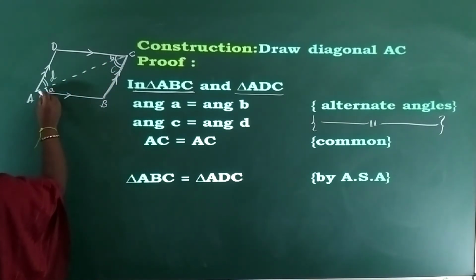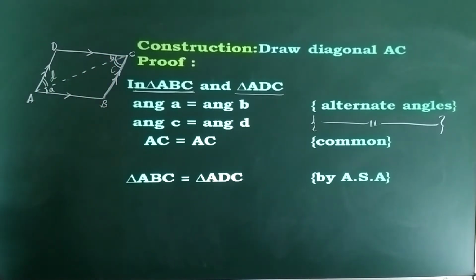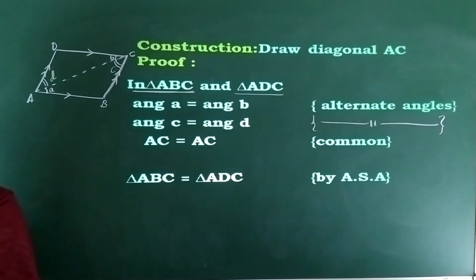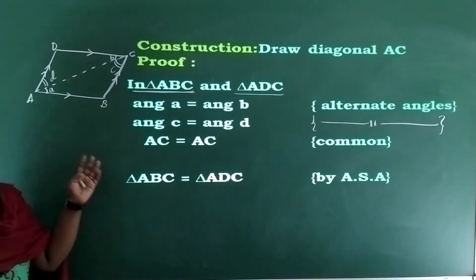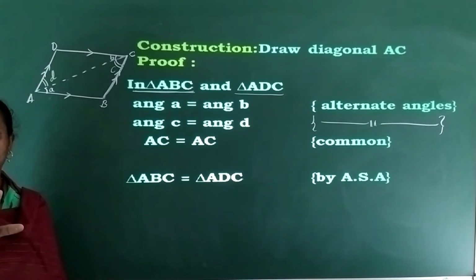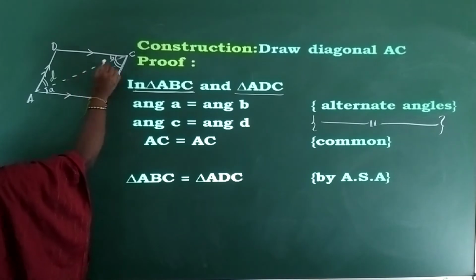Then AC is common for this triangle and this triangle also. Have you remembered the congruency? Maybe everybody has forgotten the congruency. So Mahendra, Manish, have you remembered the congruency? I have taught you congruencies: SAS, ASA, RHS and AAS. Here 2 angles and 1 side is there.